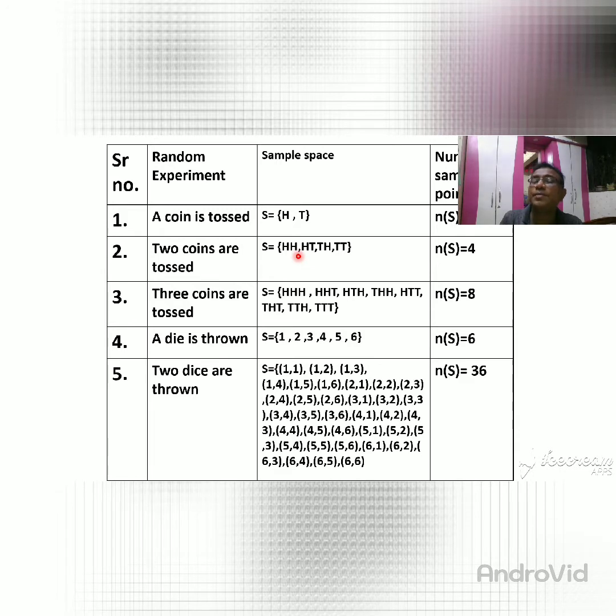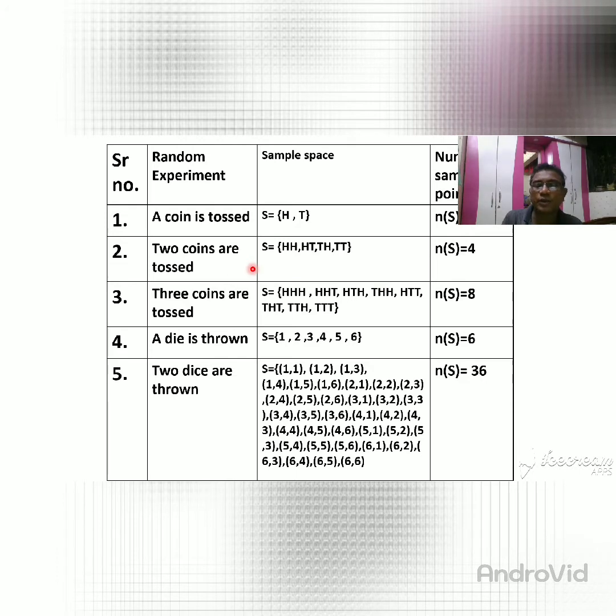Afterwards, how will you remember this? One H can be converted into tail. So the second possibility is head tail. The third possibility is tail head and the last possibility is tail tail. In this way you have 4 possibilities, so the number of S is equal to 4.